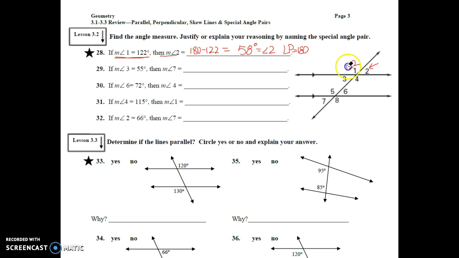Now, when you get to another question, you will simply erase those numbers or ignore what you have there. For example, let's say I want to do question 30. They tell me that angle 6 is 72. And then I have to find angle 4, which is up here. When I look at those two angles, I notice that I have the C. So I'm going to take 180 minus 72, which will give me 108 degrees for angle 4. And that is because they are consecutive interior angles.